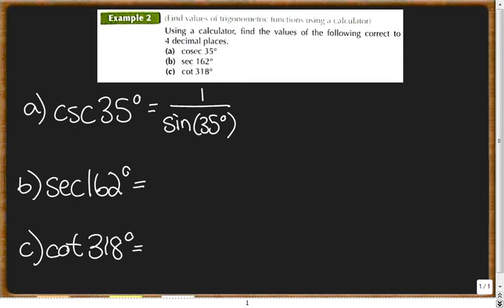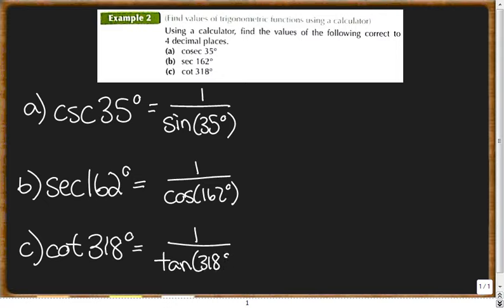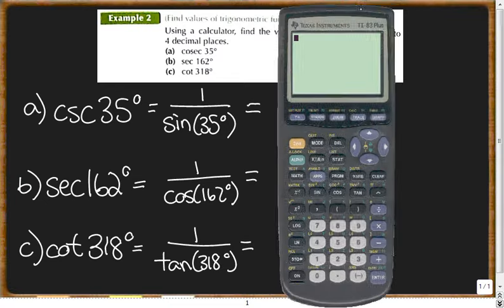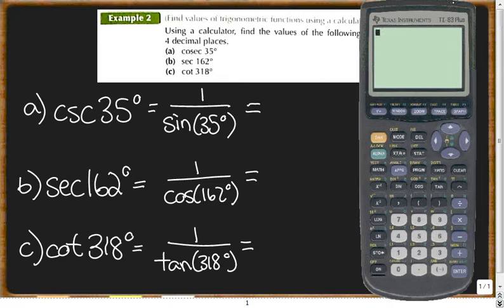So anytime you have to do cosecant, if you're using a calculator, you want to know what sine is. Secant is 1 over cosine, so we have 1 over the cosine of 162 degrees. And cotangent is 1 over the tangent of 318 degrees. So how do I figure this out on the calculator? Well, I can do 1 over these things, and that's completely fine. And I can also do one other step, which I'll show you.